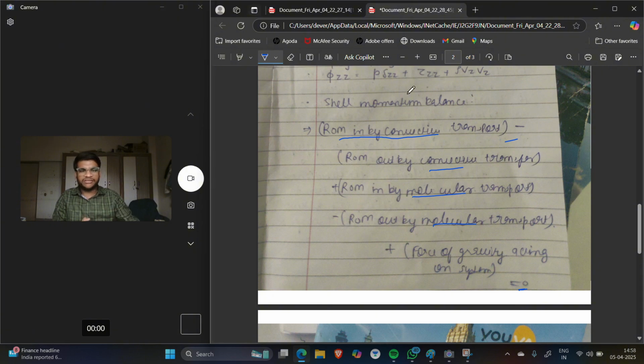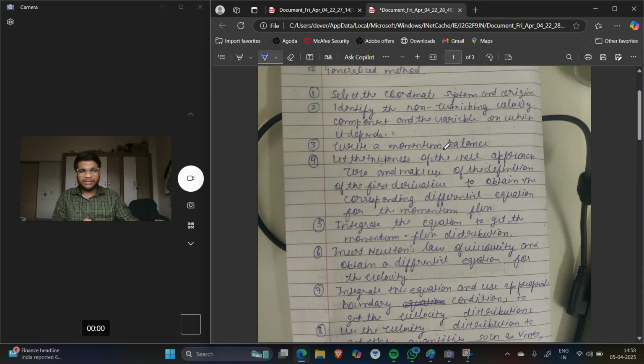Now there is a basic, verified approach: if you follow these 8 steps, you will be able to solve any question of shell momentum balance. Let's go through these steps one by one, and we will explain them with questions. What is the first step? Select the coordinate system and the origin.